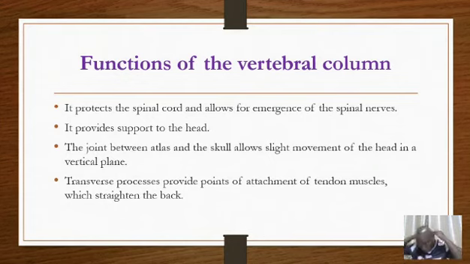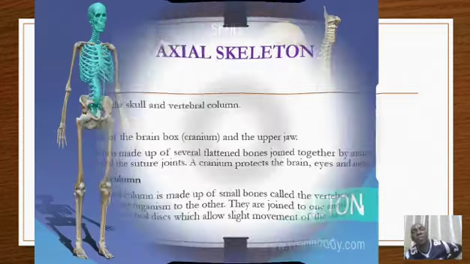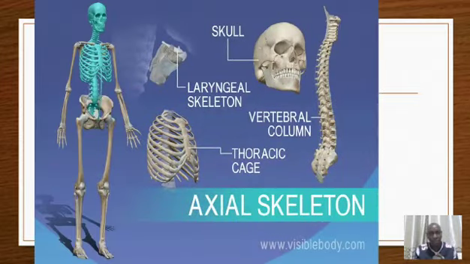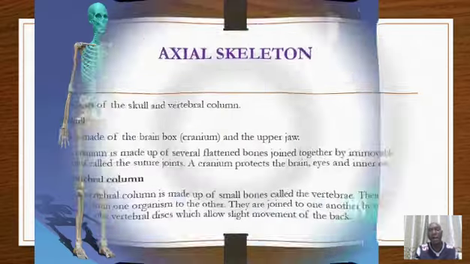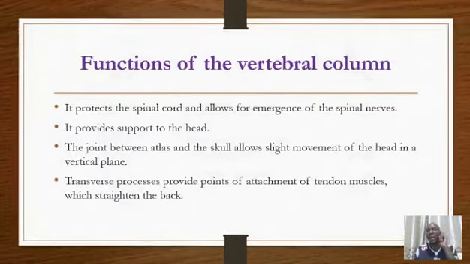This set of bones runs from this part through your back to your waist, and within it is where the spinal cord passes. So when the spinal cord passes within, it is greatly protected by the vertebral column. Just like the skull protects the brain, the vertebral column protects the spinal cord. Then it even provides support to the head, because that's where the head is seated.